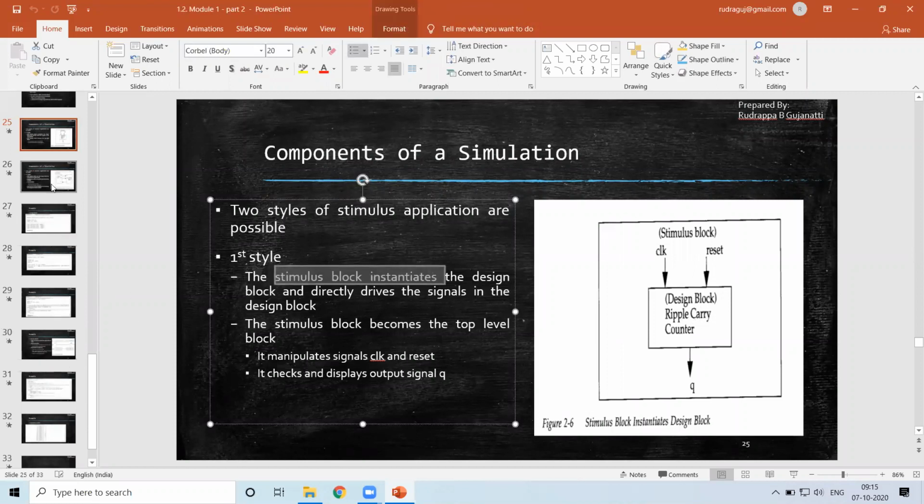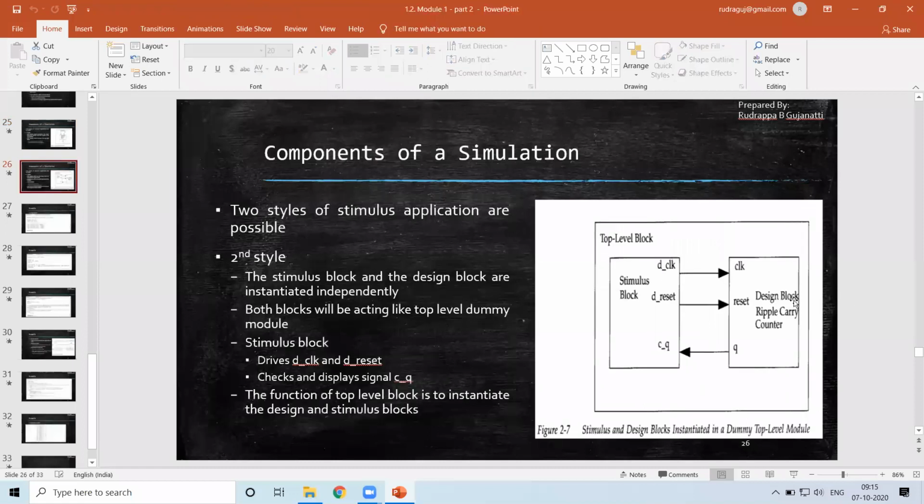And the other style which we spoke about is one in which you have a top level design in which both the blocks are instantiated. The stimulus block is instantiated separately and the design block is instantiated separately. The stimulus block will provide the necessary inputs to the design block, and it will wait for the output, and whatever output it receives, it will check against. So using those things, it tries to check the functionality. That is what the stimulus block is doing.